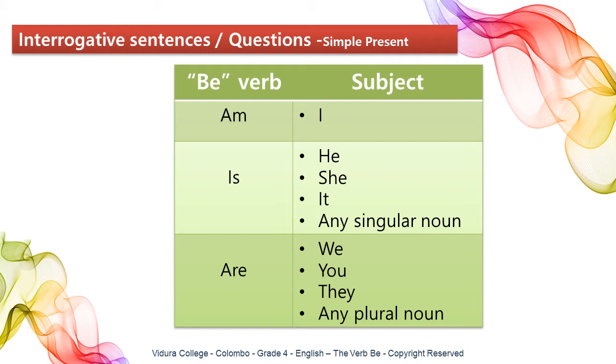For the subject I, we have to write the be verb am. For the singular nouns like he, she, it, we have to write the be verb is. For the subjects like we, you, they, we have to place the be verb are. So, when we are making questions, keep in your mind we have to write the be verb at the beginning of the sentence.